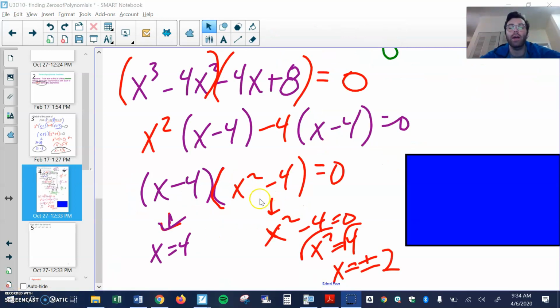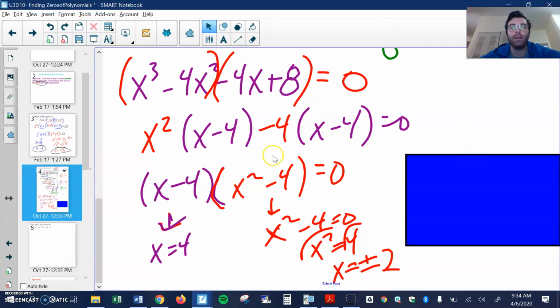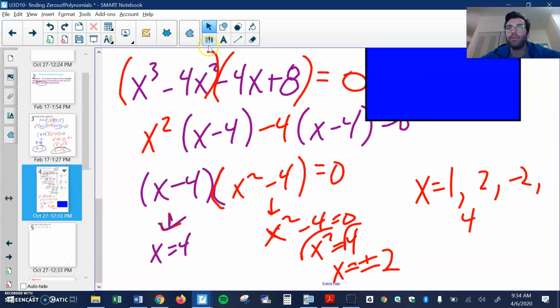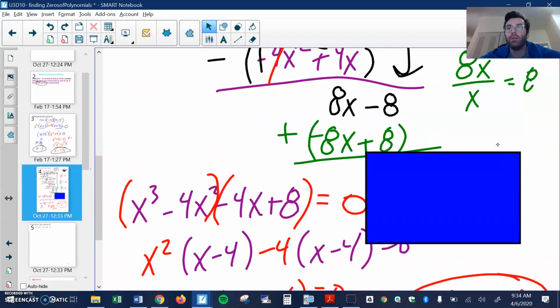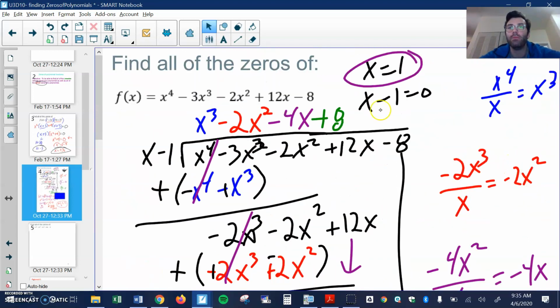All right, so from here, what did I do here? So I 2 by 2 grouped and I broke it down here, took out an x squared, took out a negative 4. I want to take out a negative 4 since this first term here is negative and I want it to be a positive x. I got x squared minus 4 equals 0, x is plus or minus 2. So my answer is x equals 1, 2, negative 2, and 4. Now remember the 1 came from up here.